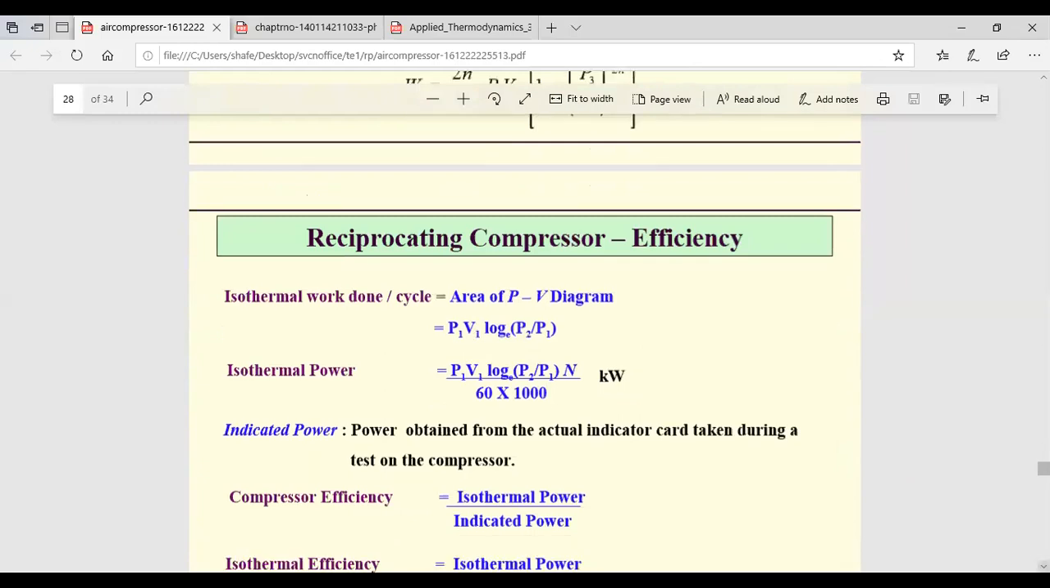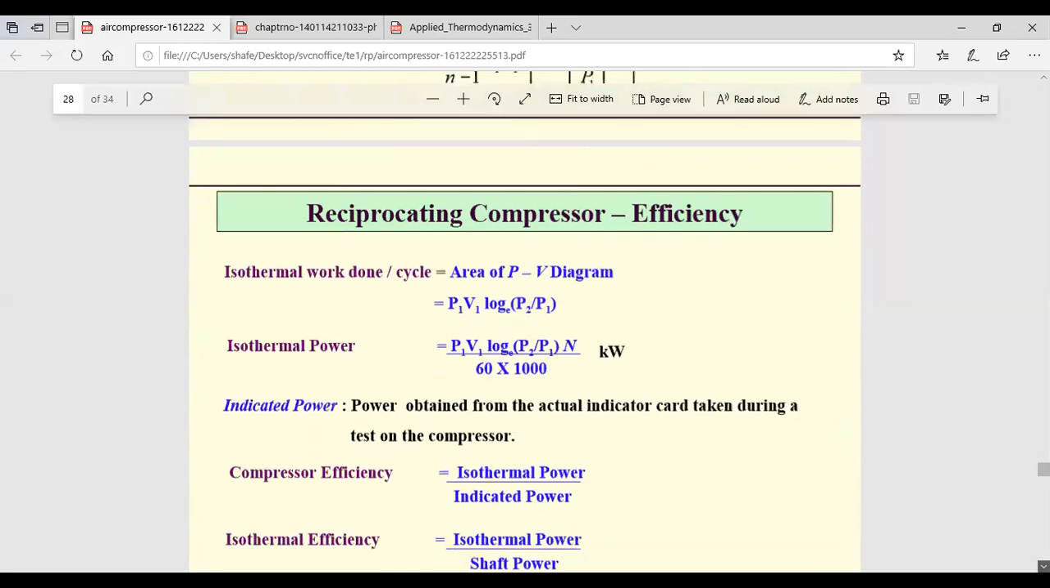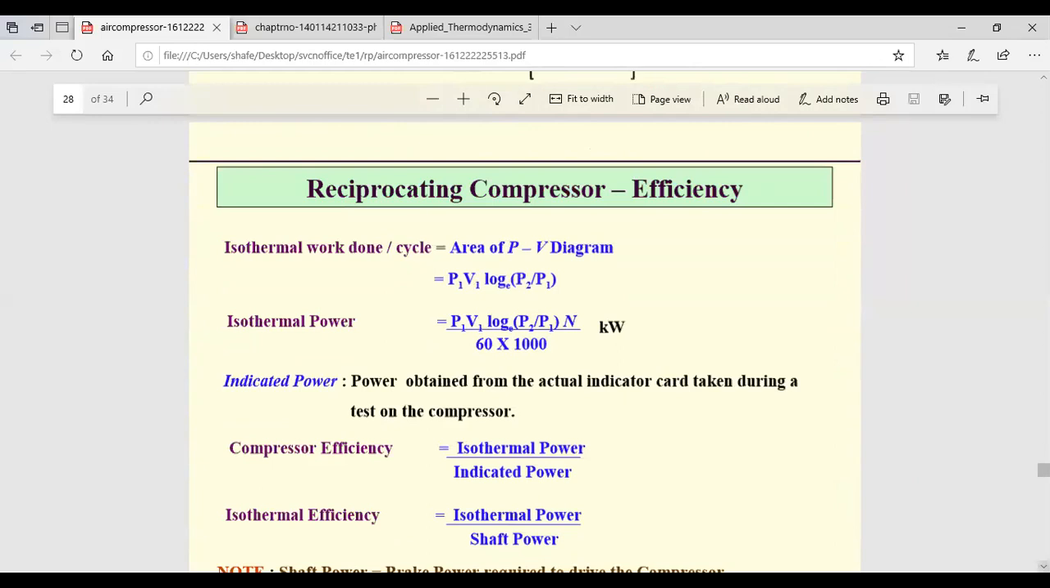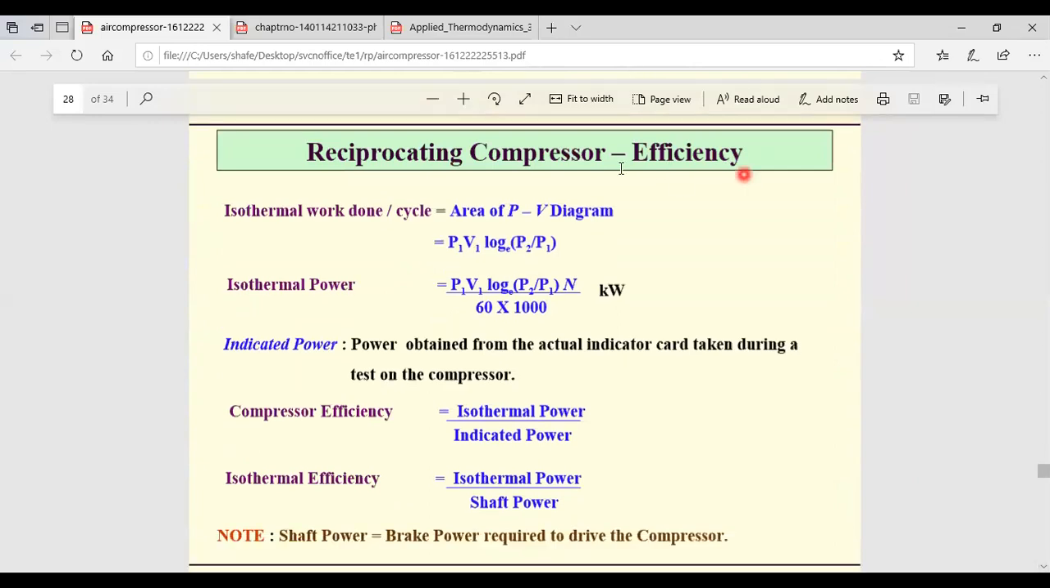Now, once you complete the work done formulae, let me go for the efficiency. We have already discussed the efficiencies. Once again, what is isothermal work done? I already explained this: P1 V1 ln R, where R is the compression ratio. It may be P2 by P1 or V1 by V2. And isothermal power: work done divided by, into N by 60, gives so many kilowatts. That is the isothermal power.